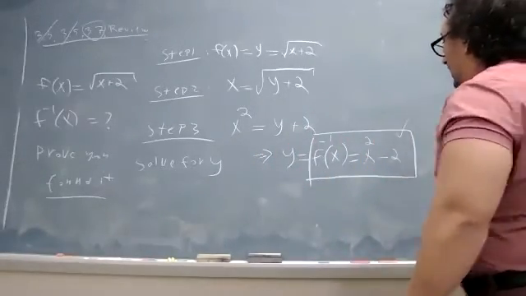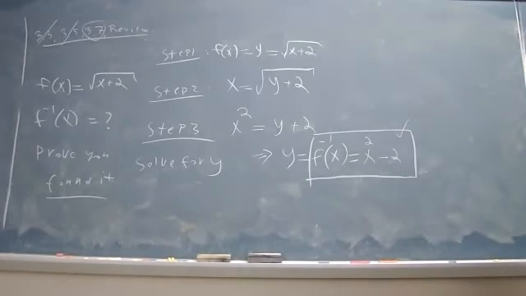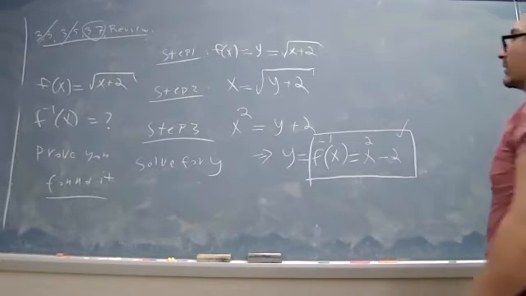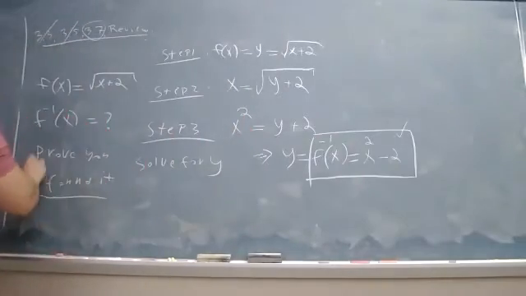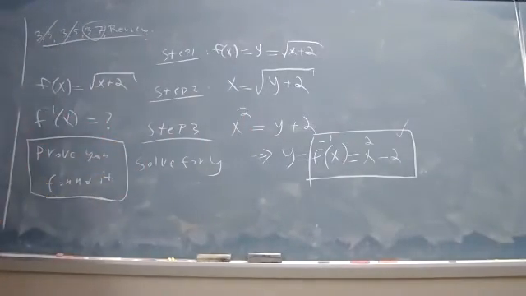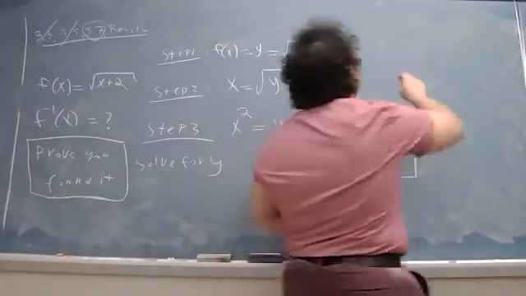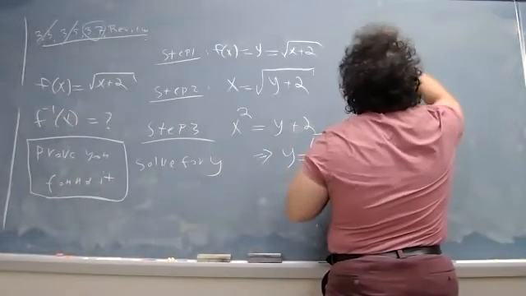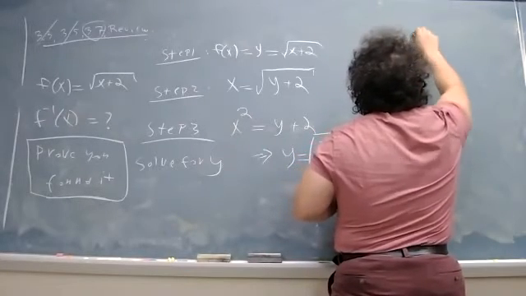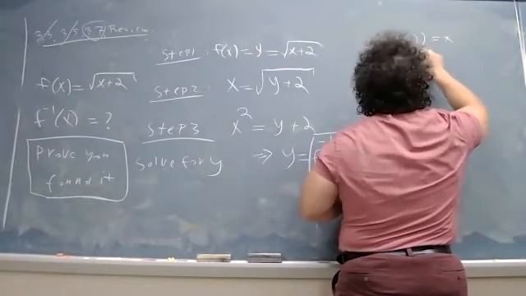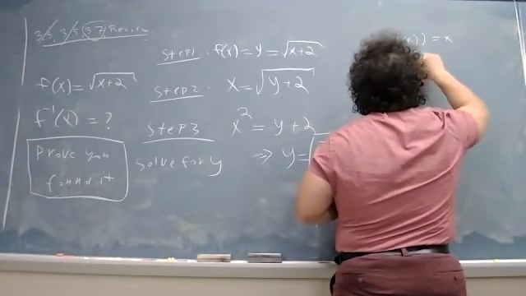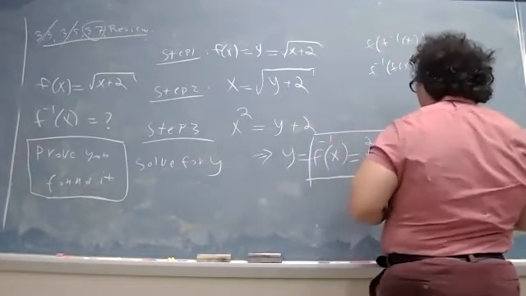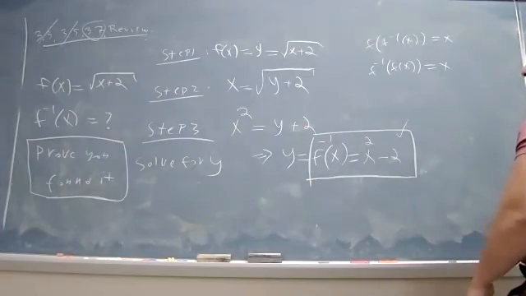Right now, we have f inverse of x is equal to x squared minus 2. But we have to prove it. Prove that we found it here. To prove it, we have to show that f of f inverse of x is equal to x, and we have to show that f inverse of f of x is equal to x. We have to show that. Okay?